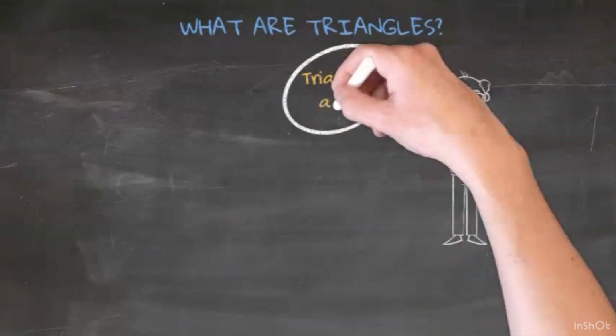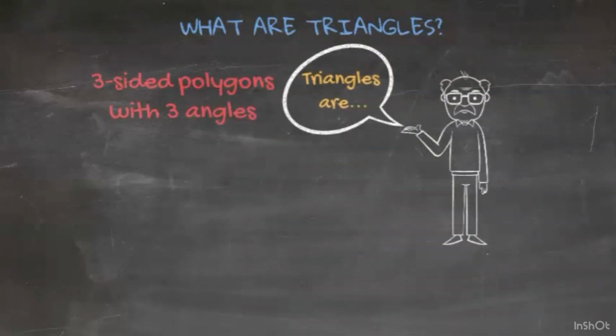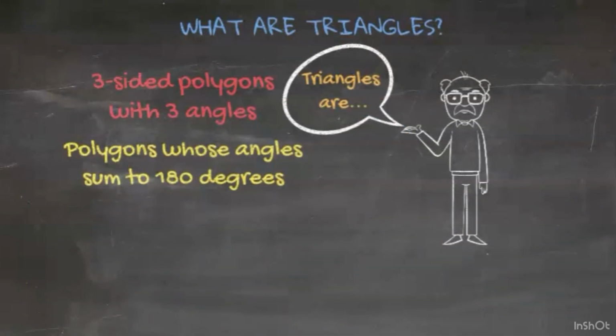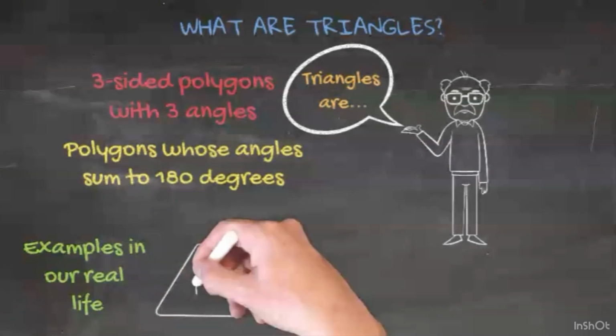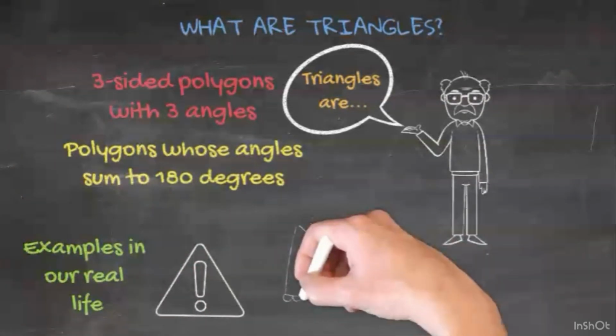Some or most of my audience may know what a triangle is, but for anyone who does not know, a triangle is basically a polygon which has 3 sides and 3 angles, which have a sum of 180 degrees. Here are some examples of triangles in our daily life.